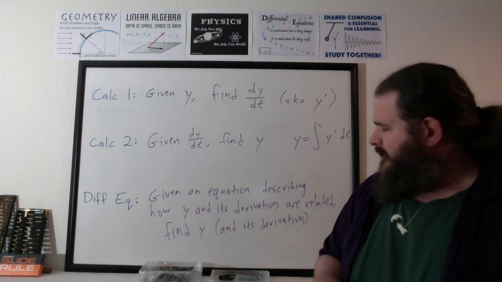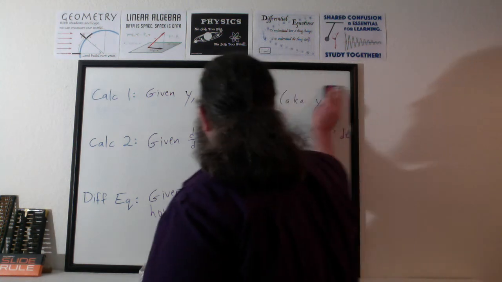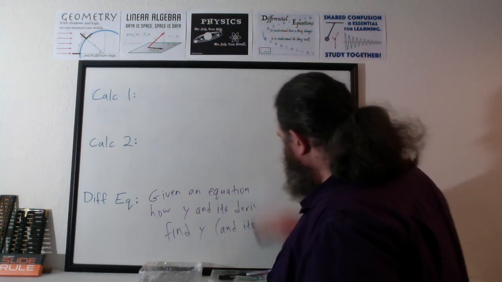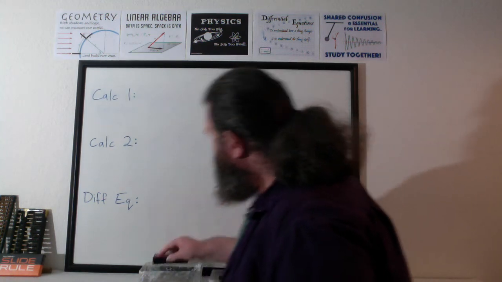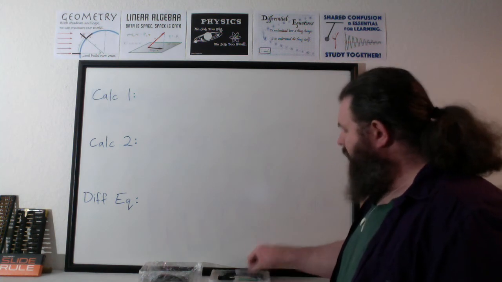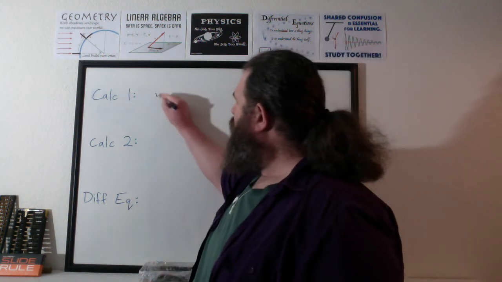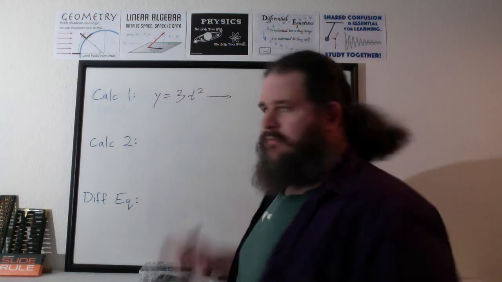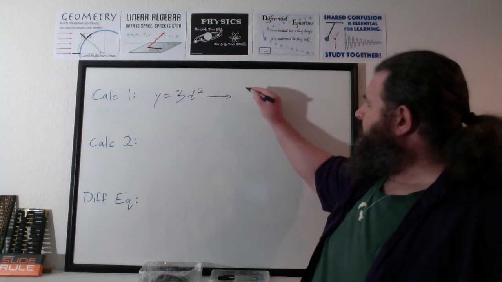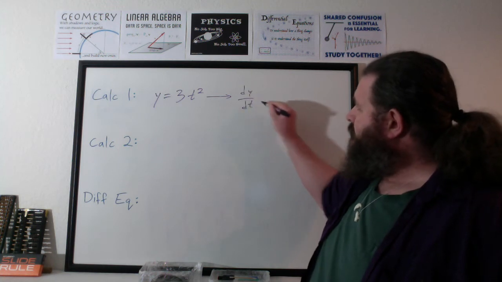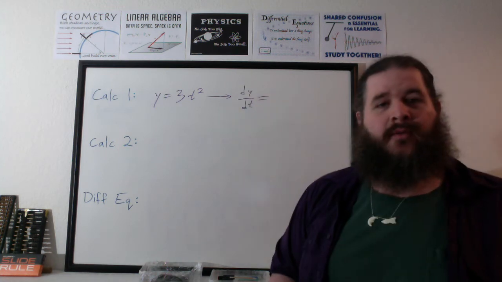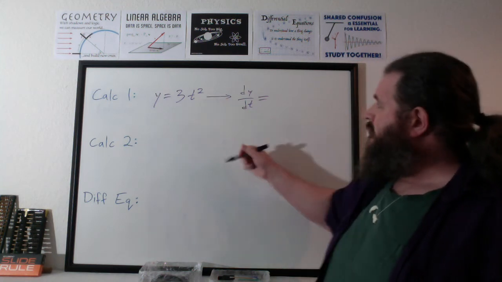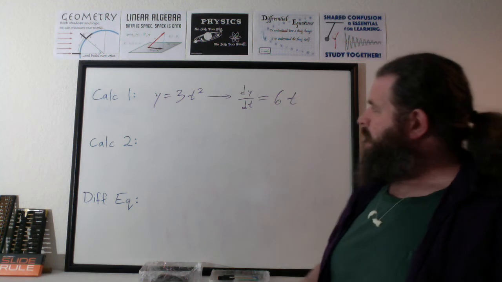So let's try out some examples, or investigate some examples. For instance, in a Calc 1 problem, maybe you have y equals 3t squared, and you want to find the derivative. Taking a derivative is usually a pretty straightforward process. Each type of function has usually a certain formula that you just jump straight to. For 3t squared, t squared becomes 2 times t to the first, so we get 6t.